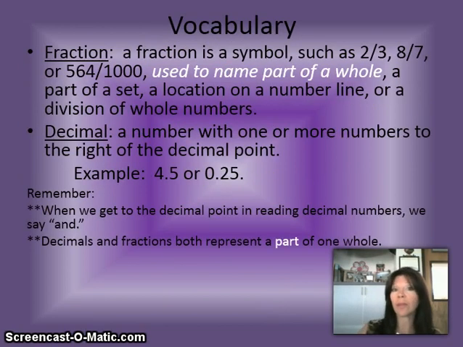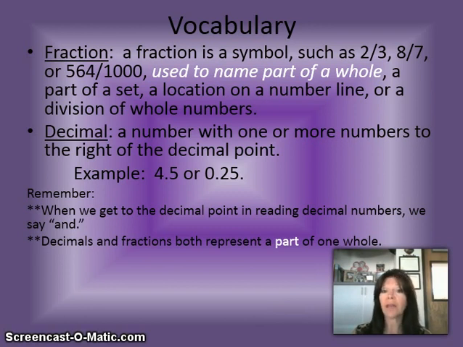All right, let's write your vocabulary terms down. So your vocabulary terms that I need you to know for this chapter are the following. Fraction. A fraction is a symbol such as 2/3, 8/7, or even 564 1/1000ths. It is also used to name part of a whole. A fraction is always part of a whole, a part of a set, a location on a number line, or even division of whole numbers.